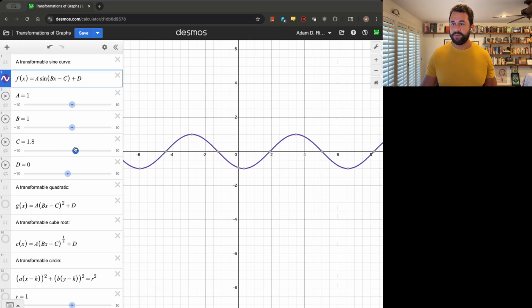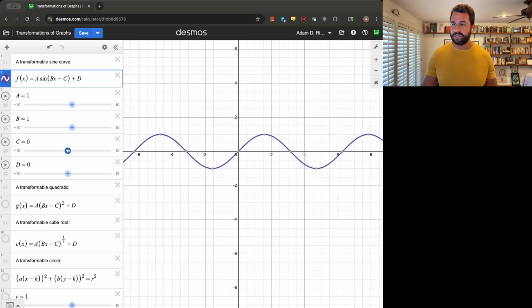Okay, let me put C back to 0 for now. And then the reason that I like to use this graph is because the next variable we're going to tweak is B. And now B is multiplying X, right? So what we're going to get is a horizontal scaling. So if B is larger, what happens? If the size of B is greater than 1, what does that do horizontally?